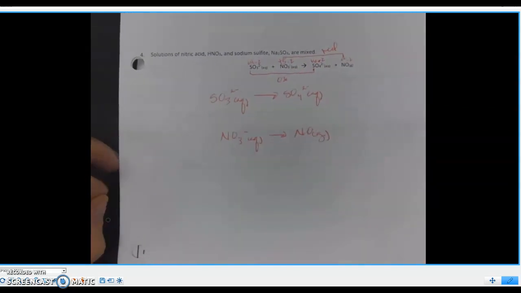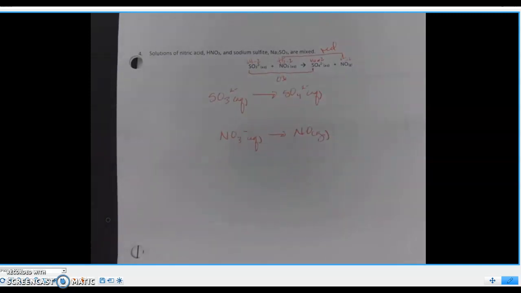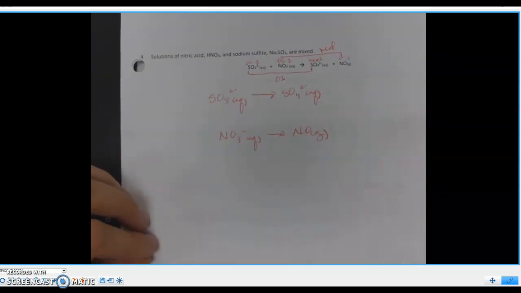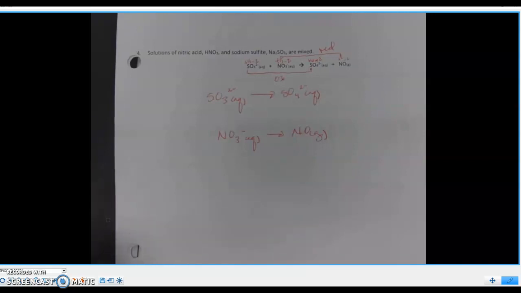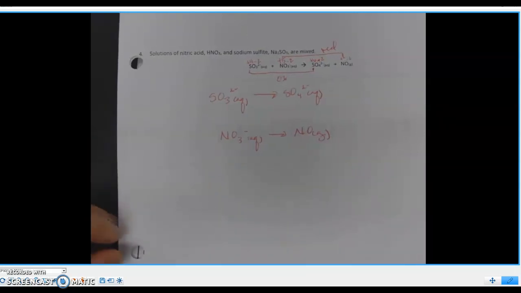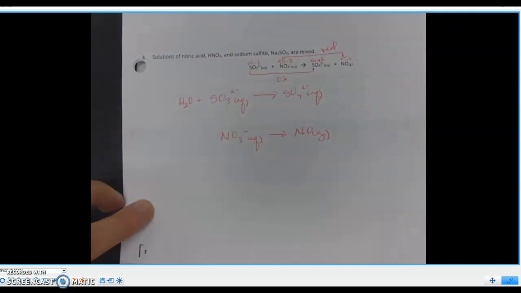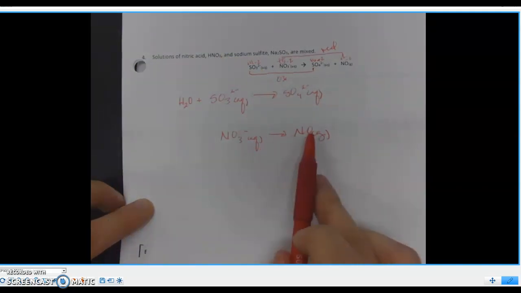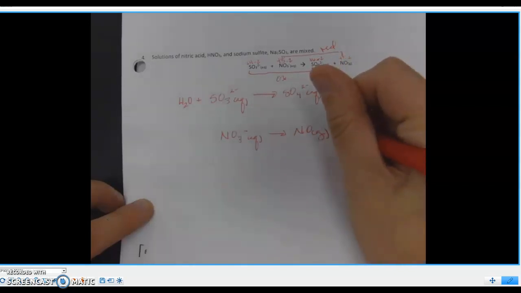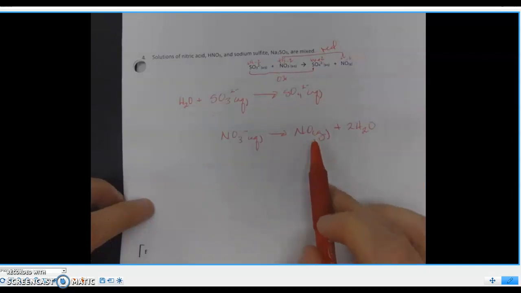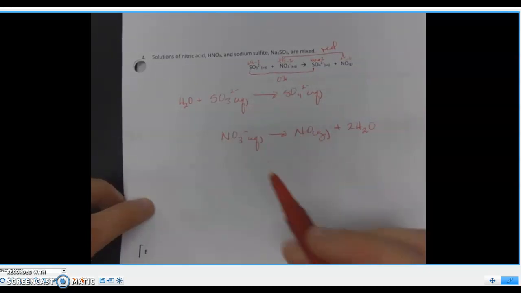Okay, so once we've gotten our half reactions, our second step is to balance the atoms that are not oxygen and hydrogen. So sulfur 1, nitrogen 1, nitrogen 1. So those are already balanced. Next, I'm going to balance the oxygens by adding water. So right now we have 4 oxygens and 3 oxygens. So I'm going to add a water molecule, so we have the right amount of oxygens. And then down here I have 1 oxygen and 3, so I'm going to add 2 water molecules, so that I can have 3 oxygens and 3 oxygens.